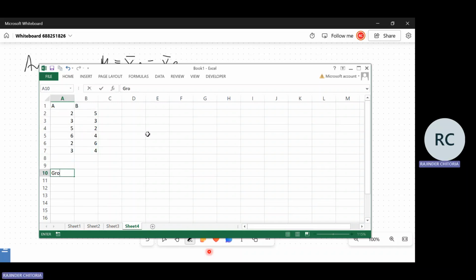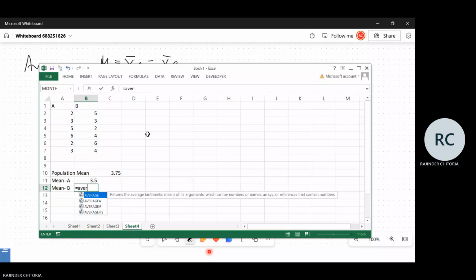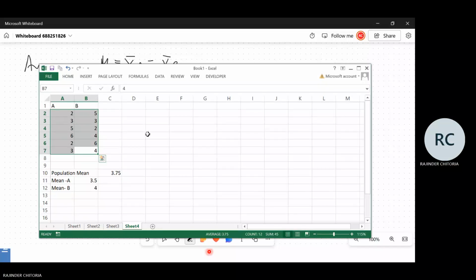Group mean, or you can say population mean. In our case, we are taking the average of complete data. That is 3.75. And the mean of the group would be the average of the first group, and the mean of group B. That's it. Those are the values available with us to start with.